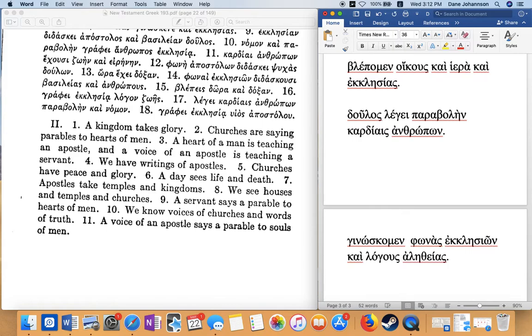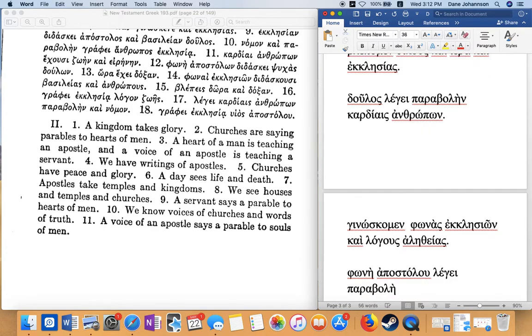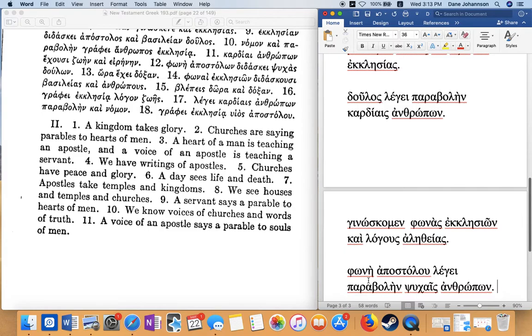All right, last one, eleven. A voice. Phone, a voice. Apostolou. A voice of an apostle, phone apostolou, says, legei, since it's singular, a parable, parabolen, of souls, psuchai, that'd be psuchon, yep. Legei parabolen psuchon anthropon, because it's plural, anthropon. So that's pretty easy. Phone apostolou, a voice of an apostle, legei, speaks, parabolen, a parable, psuchon, of souls, anthropon, of men.